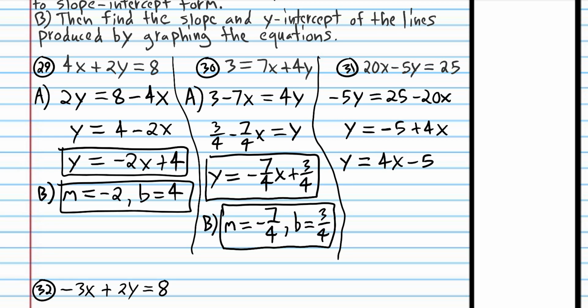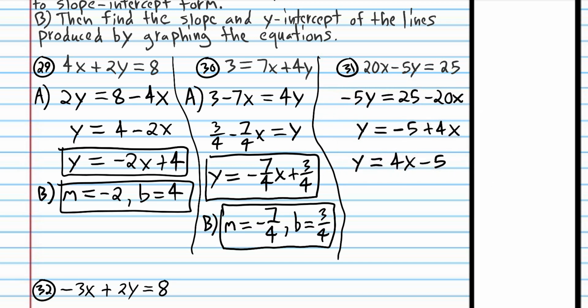And now we're in slope-intercept form. So because we're in slope-intercept form, we can see the slope and the y-intercept just by looking at that equation. So for part B, we can easily write the answer. The slope is the number next to the x, and the y-intercept is the other number.